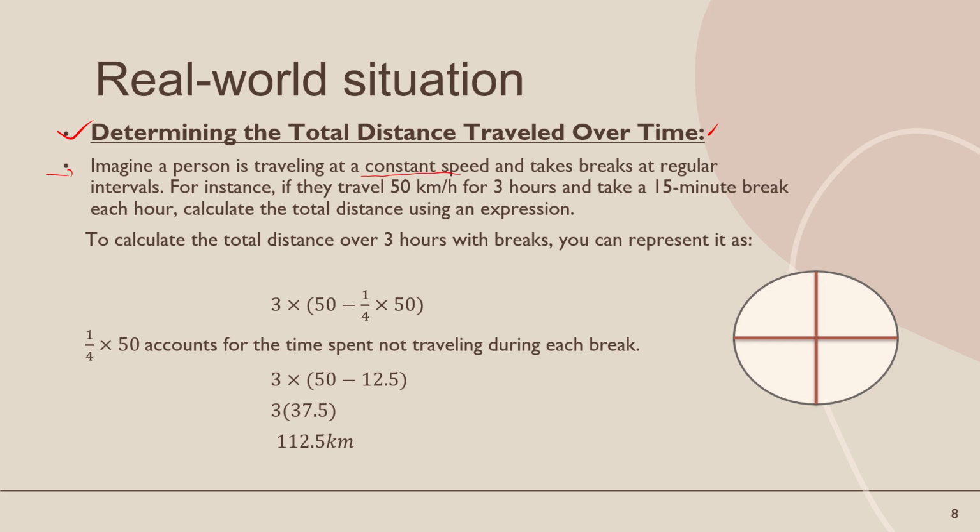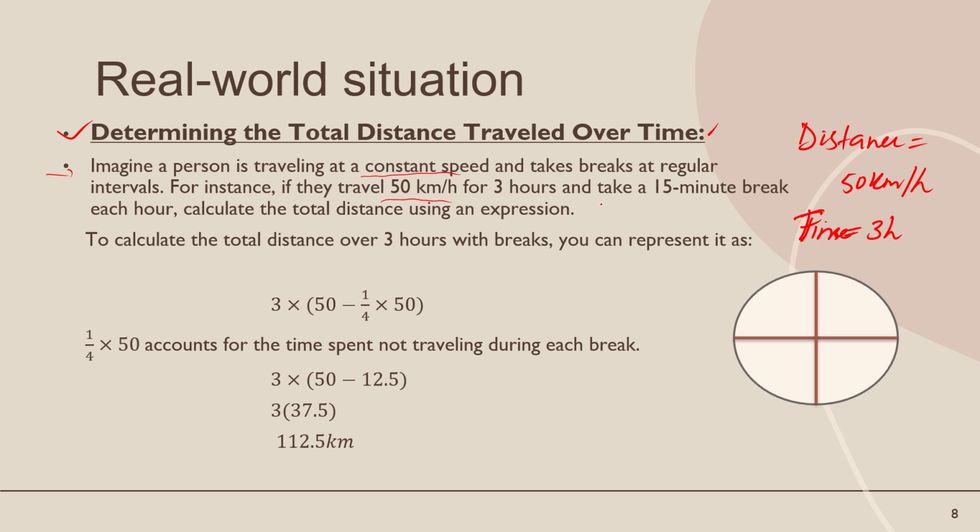Now what is the situation? Imagine a person is traveling at a constant speed, meaning a fixed value, and takes breaks at regular intervals. If they travel 50 km per hour, so the distance is equal to 50 km per hour, and the time is equal to 3 hours. These are the data given in the question in this situation.